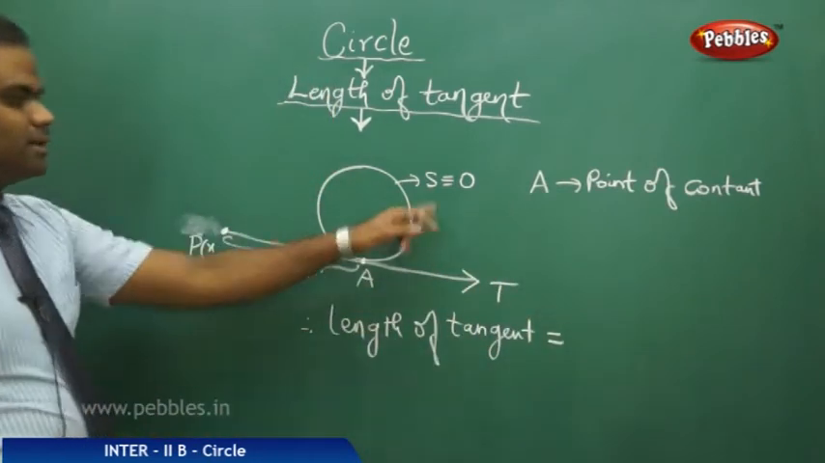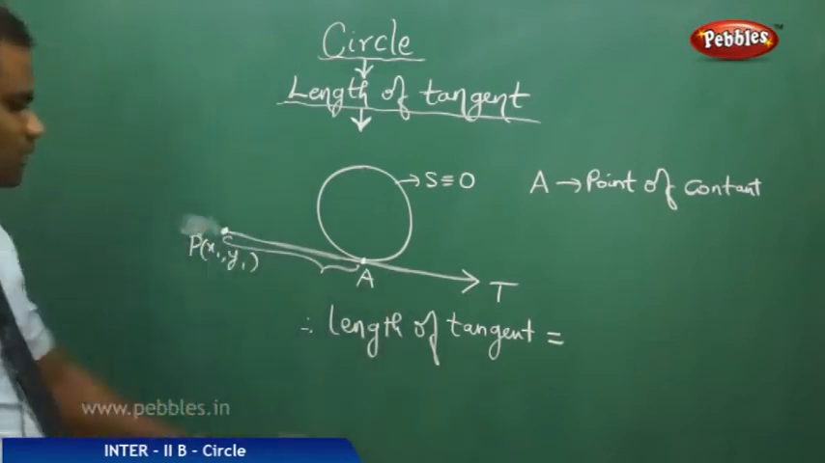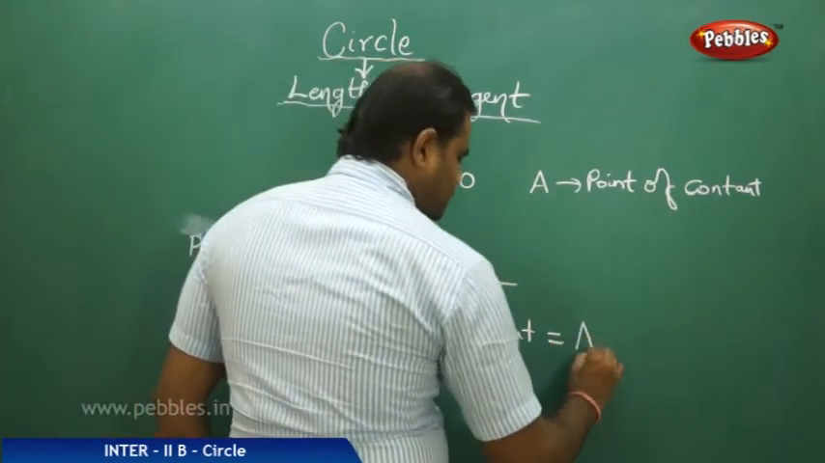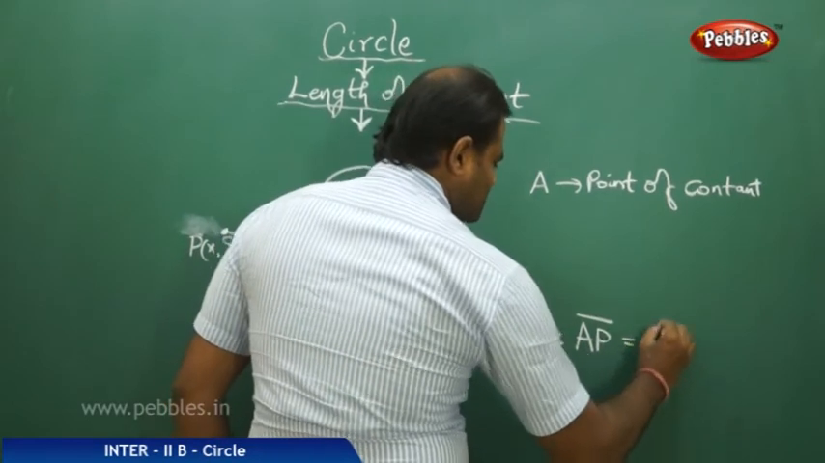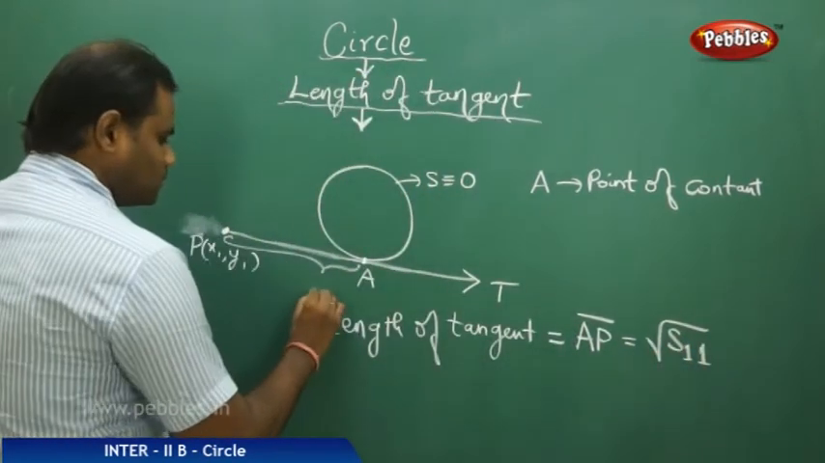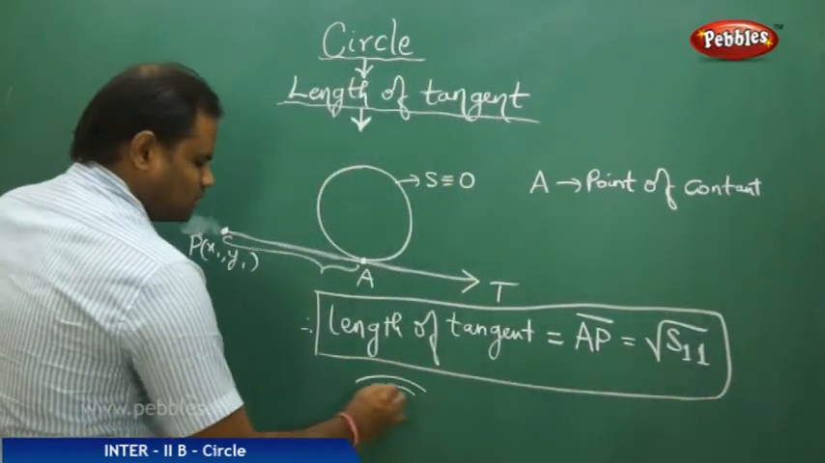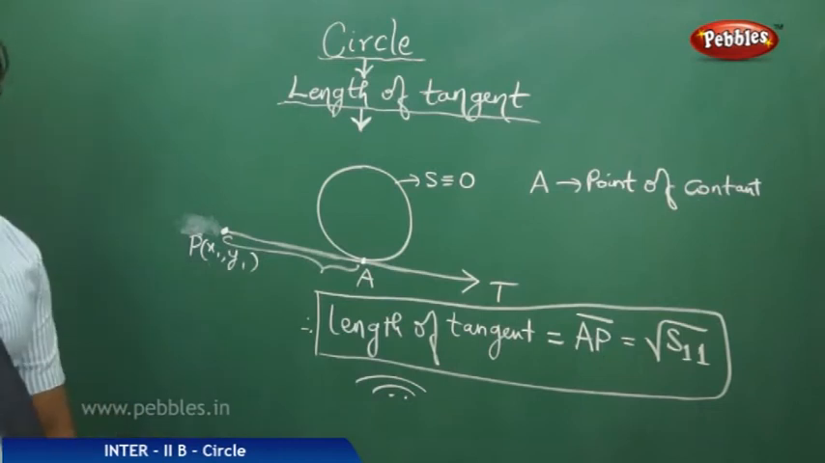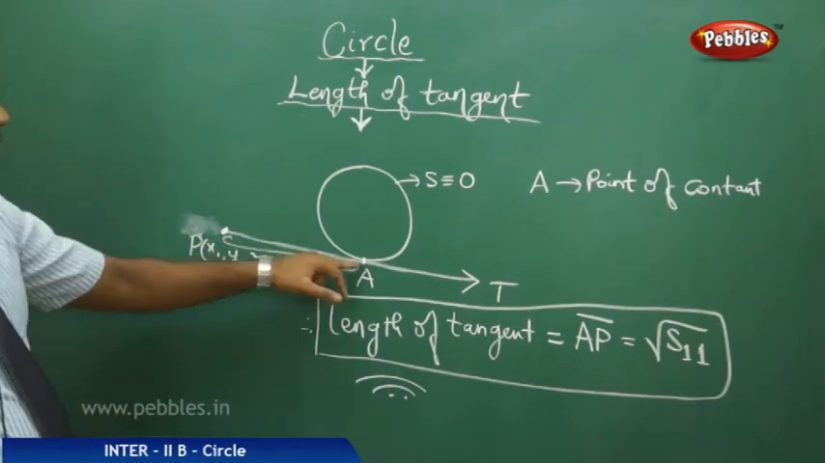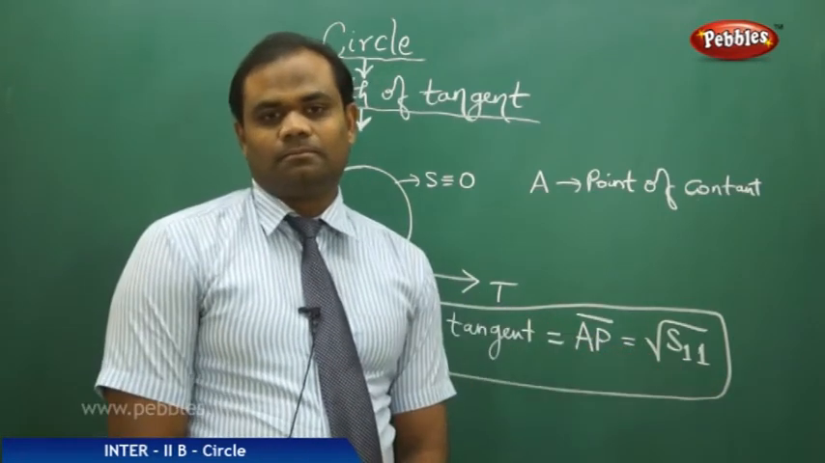and therefore the length of tangent with respect to circle S equal to 0, and suppose I have this (x1, y1), the length of tangent is AP and it is given by root S11, which is the formula I have for length of tangent. So the length of tangent from the circle is PA and it is root S11.